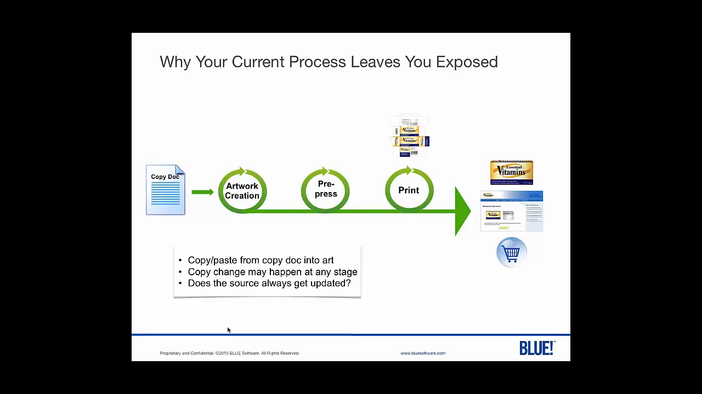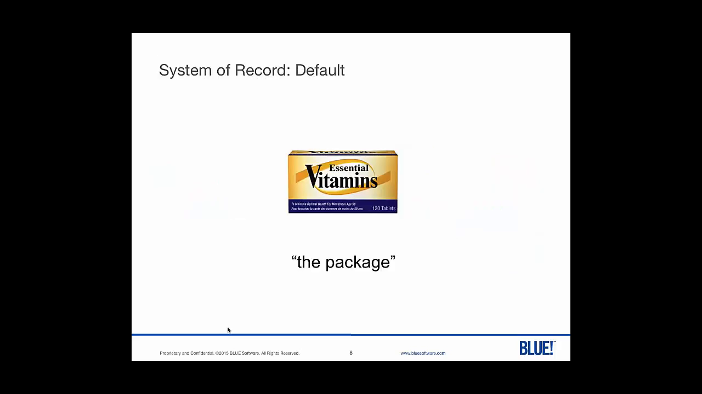So then what that causes is that you end up with your system of record being the pack. So a year from now, if you need to make a change to this label, your starting point may in fact be the label that's already out in the marketplace. You may not go back to that copy document as your starting point. So now you're having to very obviously tightly control your version control on the labels and make sure that your starting point is always that most up-to-date label.